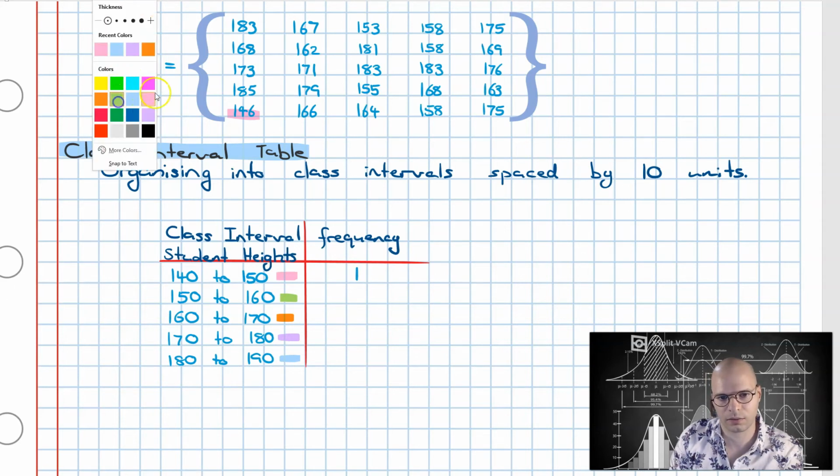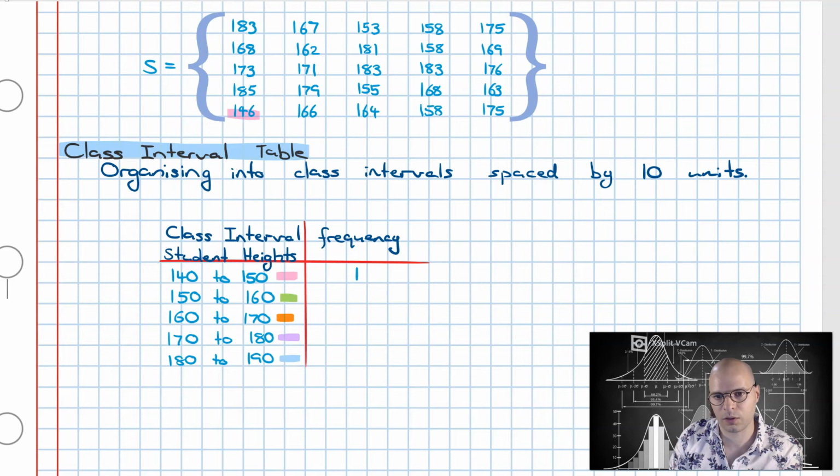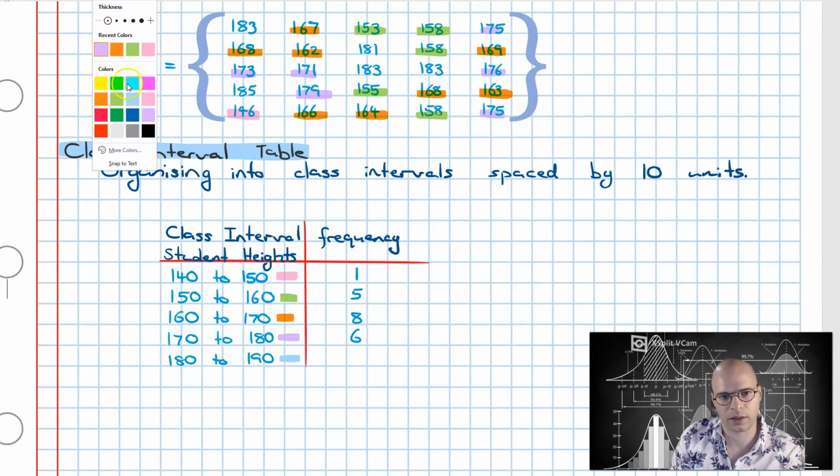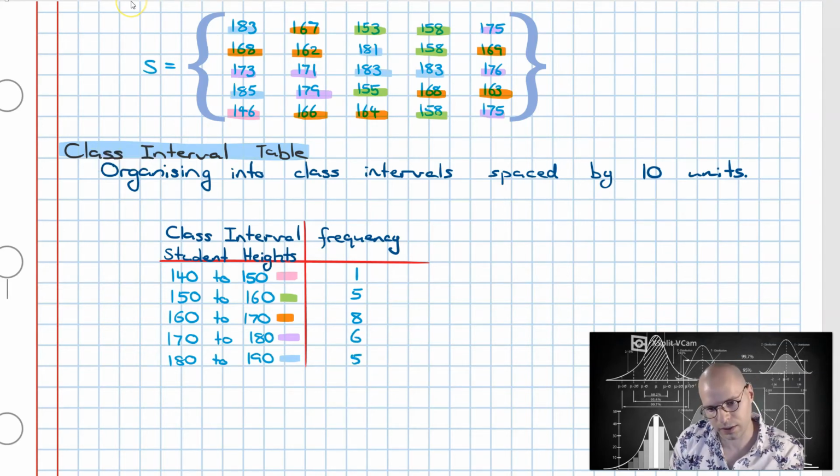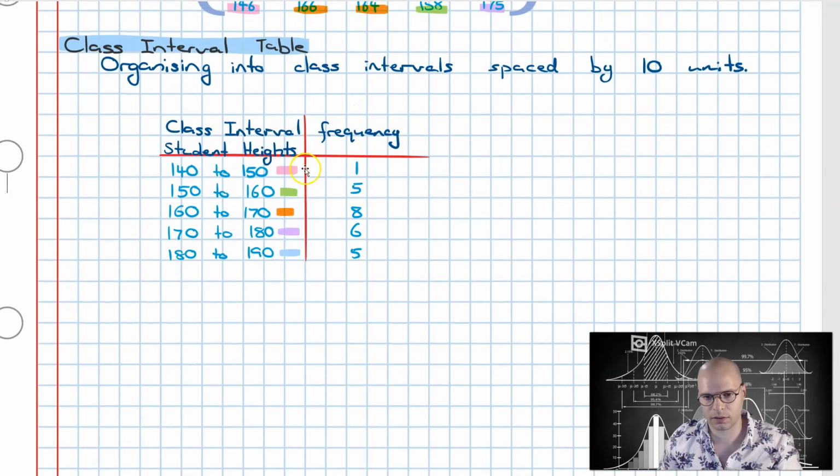Alright, next one. We're looking at 150 to 160. So instantly, 150, 158. So I've got 1, 2, 3, 4, 5 going orange. 160 to 170: we've got 2, 4, 6, 8 going purple. 170 to 180: we have a grand total of 6. And finally, between 180 and 190, we have a count of 5. Alright, ruling everything off so it's nice and tidy.